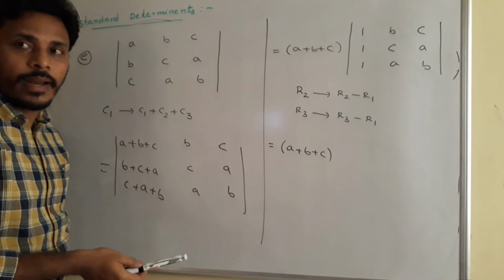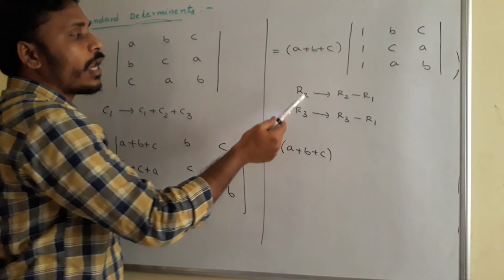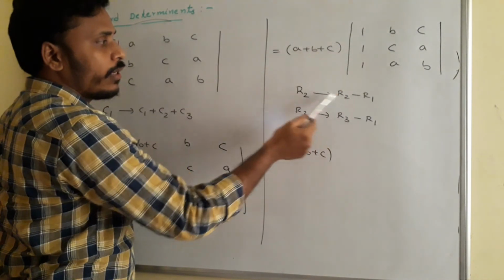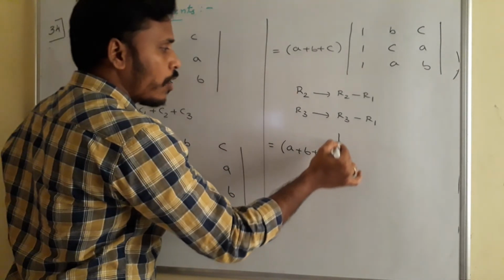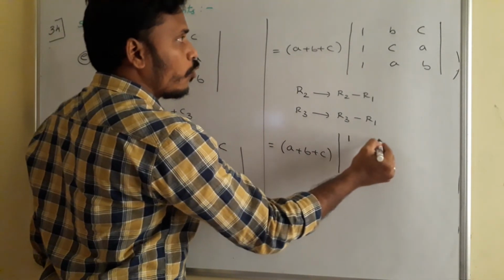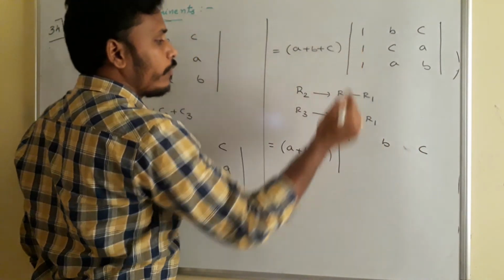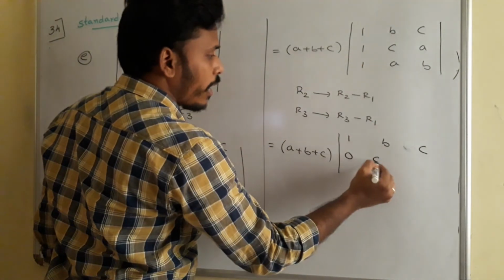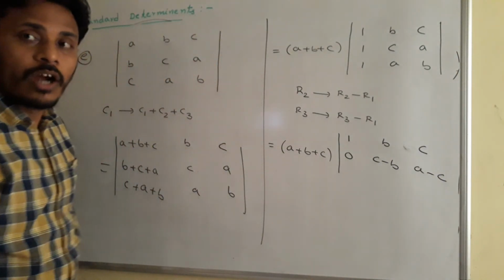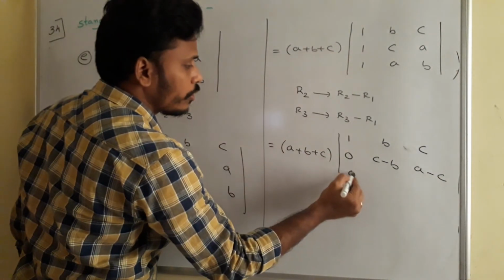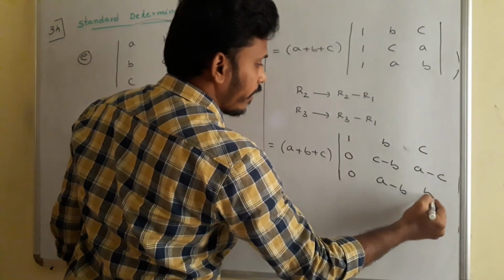Now it is our required pattern, and try to make these two zeros based on row 1. So again our operations are row 2 minus R1 in row 2, row 3 minus row 1 in row 3. So A plus B plus C is out, and now in the bracket the first row won't change, whereas in the second row you need to replace 1 minus 1, which is 0, and this is C minus B, and this is A minus C. And coming to the third row again, 1 minus 1, which is 0, and then A minus B here, and then B minus C there.